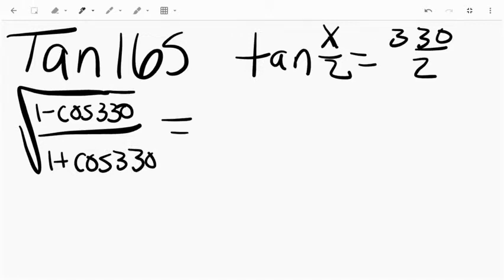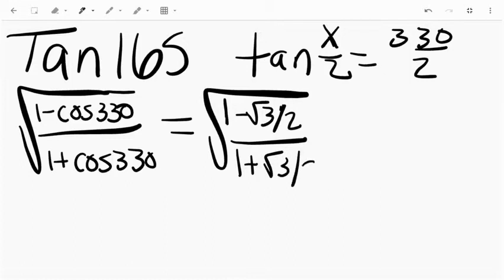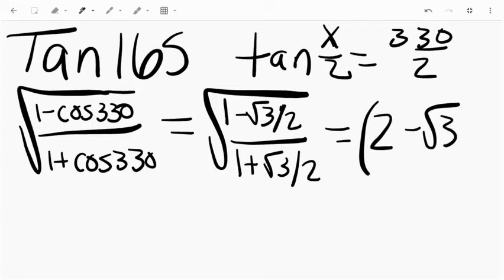And then when you plug in the unit circle and you find those values, you get 1 minus root 3 over 2, over 1 plus root 3 over 2. So now when we reduce this, you get 2 minus root 3.